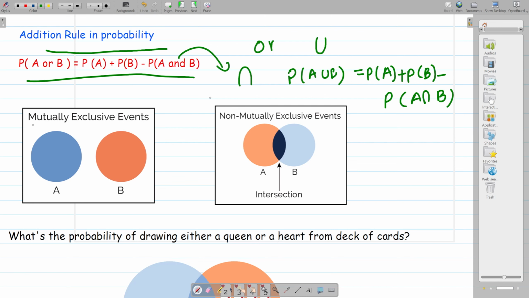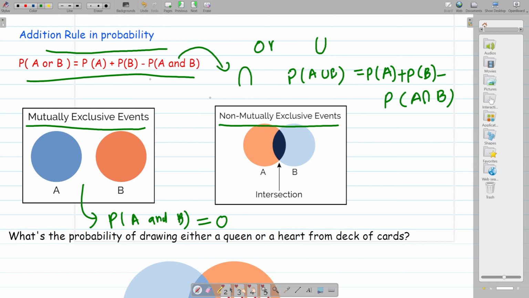Okay. Do you know that there are different events like mutually exclusive events and non-mutually exclusive events? Mutually exclusive events do not have a common area or an intersection area. That means they are not overlapped. This is a Venn diagram. So events A and B have no common elements. Those are called mutually exclusive events. So for this one, probability of A and B is equal to 0, right? Because there is no intersection area.